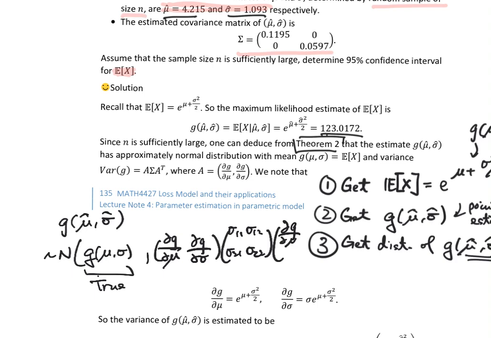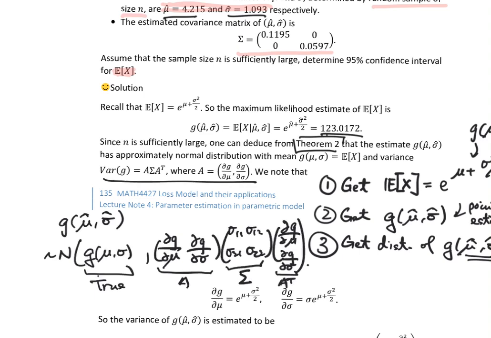Okay, so I just copy it from the theorem. And here, the middle one is just the covariance matrix of your MLE. Then this one is your A, and this one is your A. So that's why you have that.